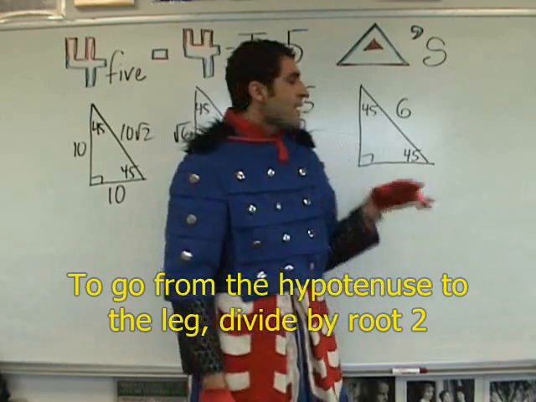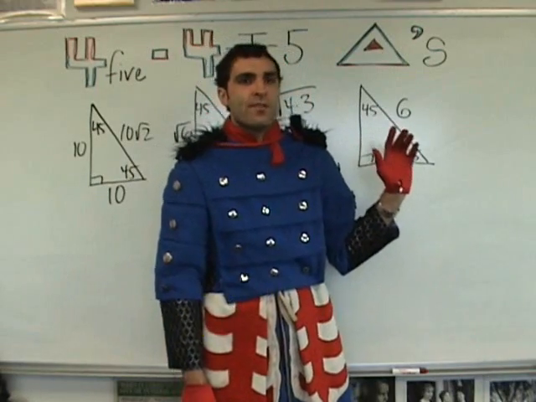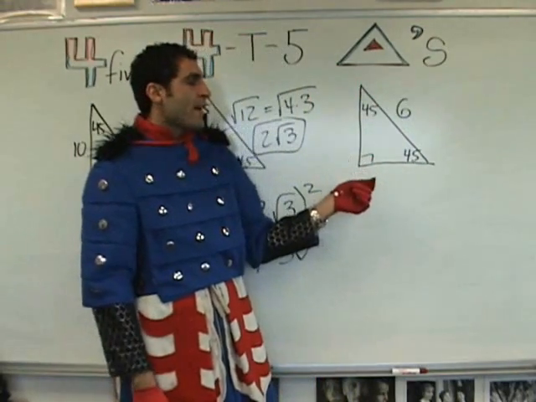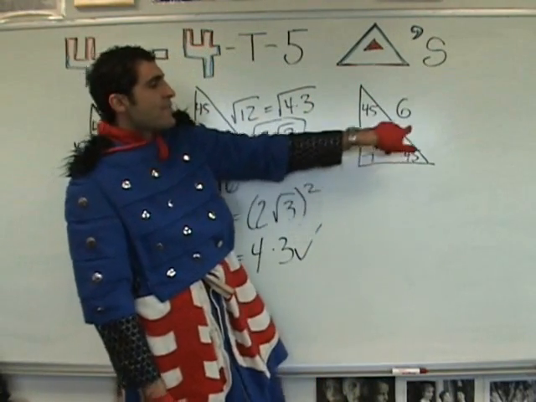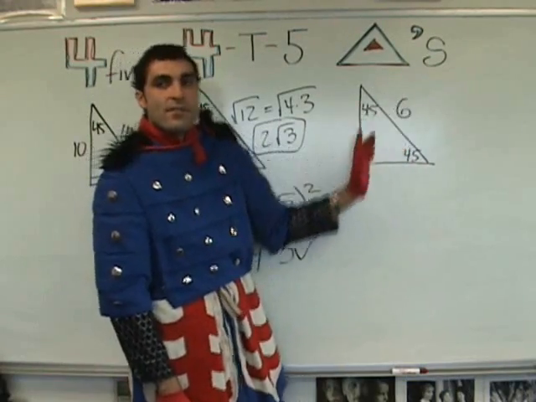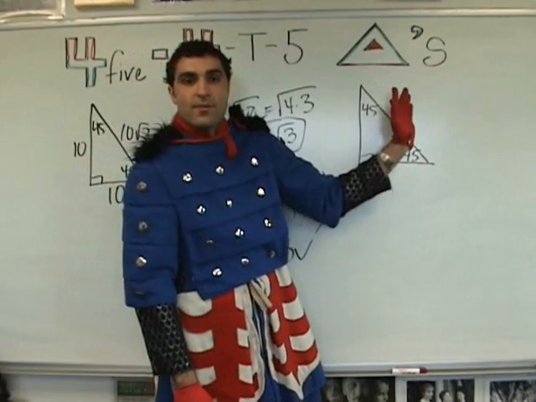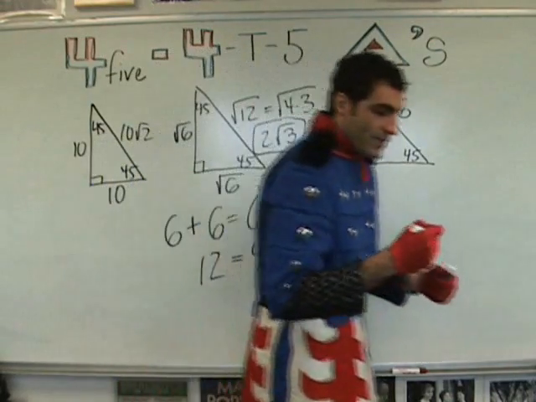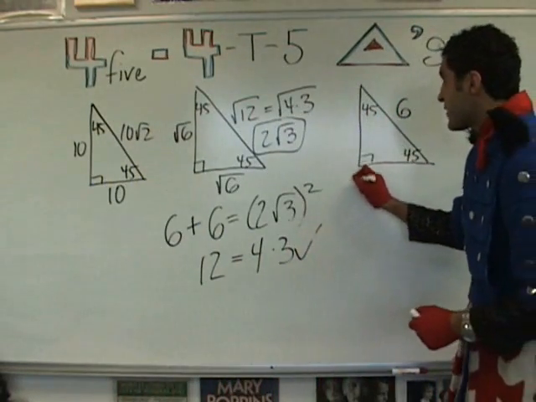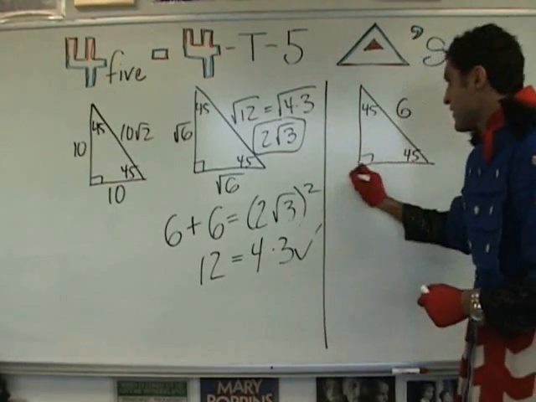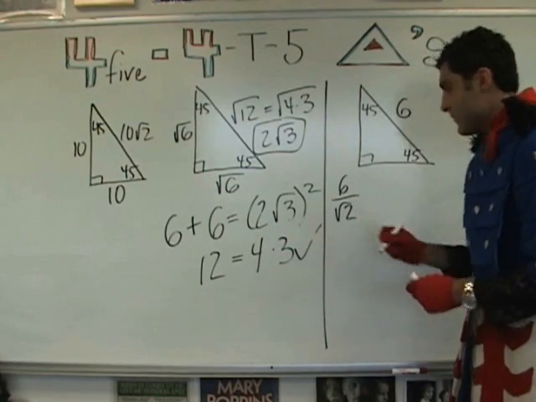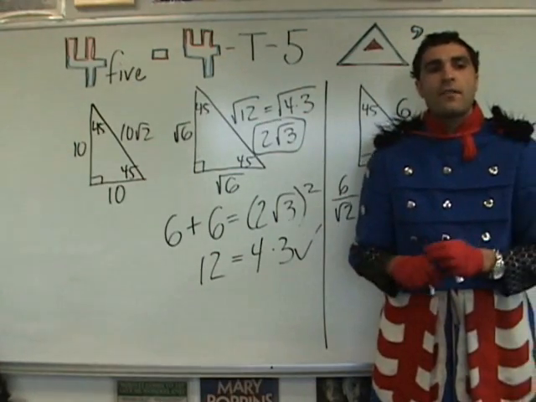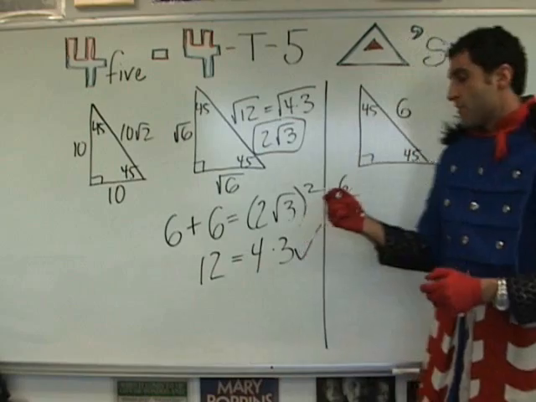Okay? And that seems simple enough on the surface, and it is once you saturate it, but it can get in your way. Again, from leg to hypotenuse, you're getting bigger, multiply by square root of 2; hypotenuse to leg, divide by square root of 2. So we can do that now. We do 6 over square root of 2. Is this simplified? No. What do we do? Multiply top and bottom by the square root of 2, correct?